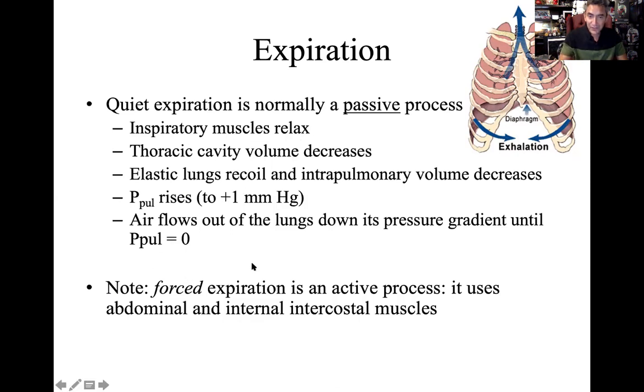Forced expiration is a little bit different. If you have your birthday cake in front of you, you're going to have to really work hard to move a lot of air out, to blow all the candles out. That's not what we call just quiet expiration, just normal breathing. We're forcing, contracting extra hard around the lungs to make the volume even smaller to move air out, to increase the pressure so that we can move down that pressure gradient out.